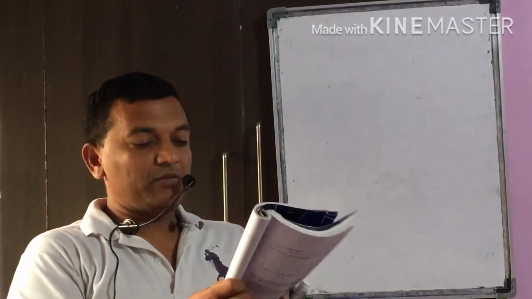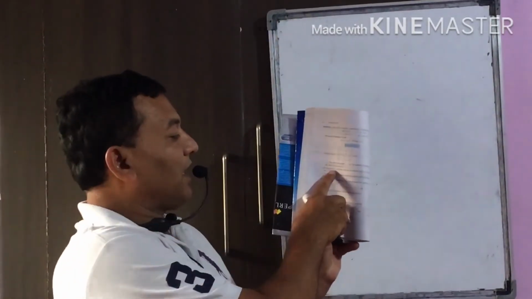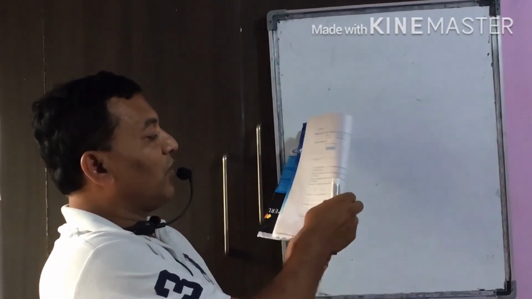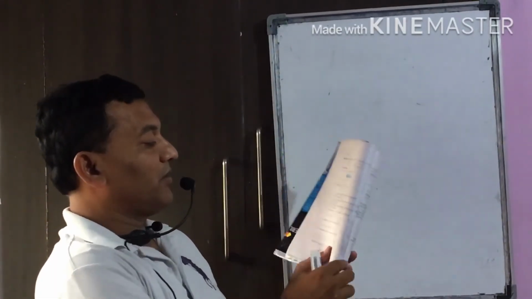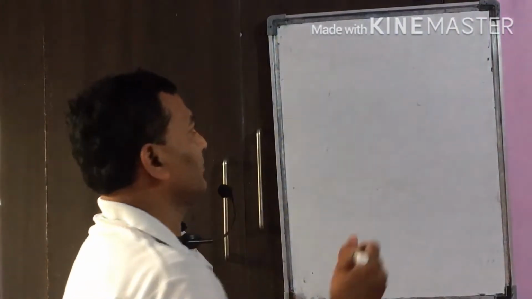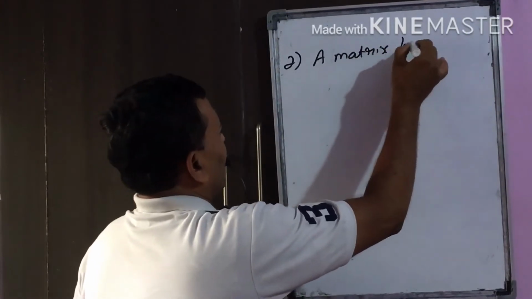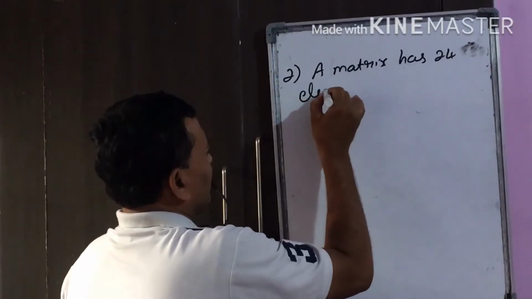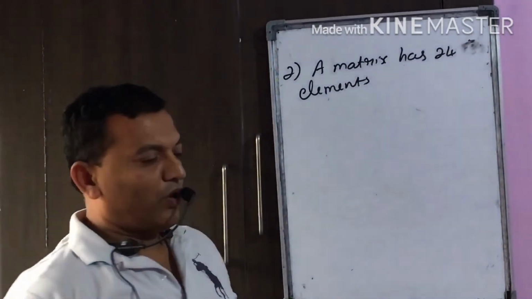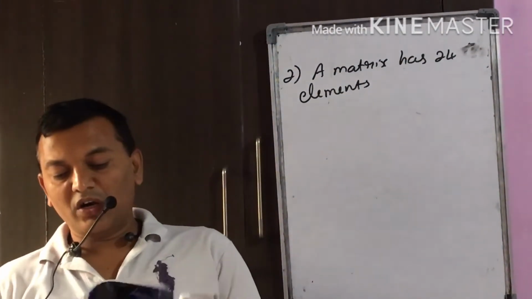For saving time, I will just read the question. I may not write the question in full. The second question is: if a matrix has 24 elements, what are the possible orders it can have? And what if it has 13 elements? So first, question number 2: a matrix has 24 elements, and we are supposed to write the possible orders of this matrix.